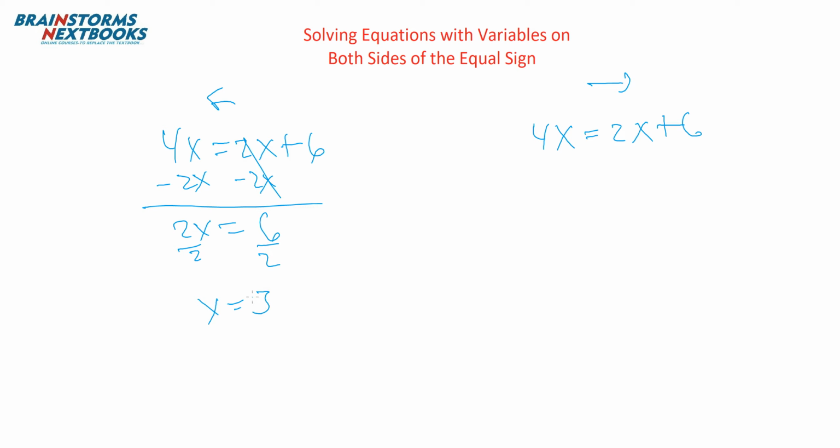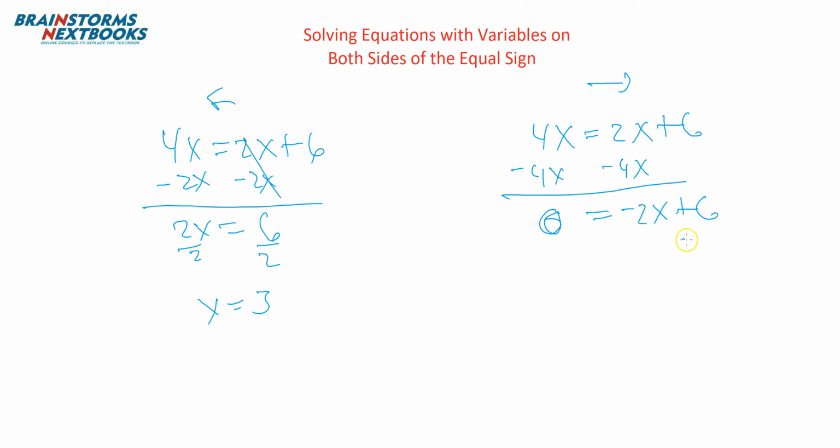Okay, let's see what happens here. I'm going to move this 4x over here. I'm going to minus 4x on both sides. Watch what I get. This is kind of weird. The equal sign is there. 4x minus 4x is gone, but what does that mean to be gone? There's a 0 now, right? So this is 0. And then over here I have 2x minus 4x, which is negative 2x, plus 6.